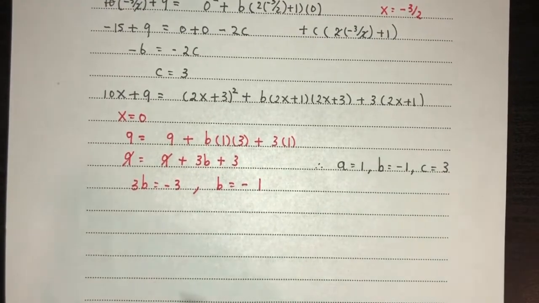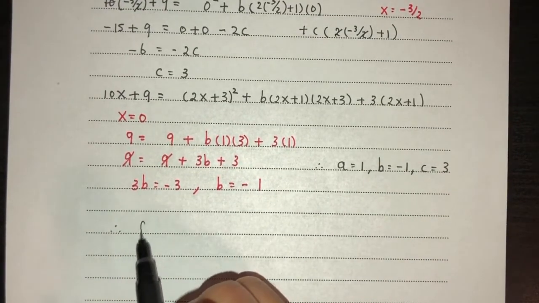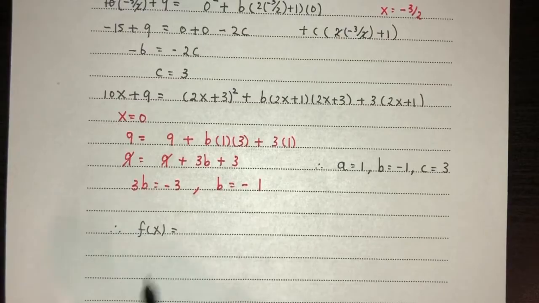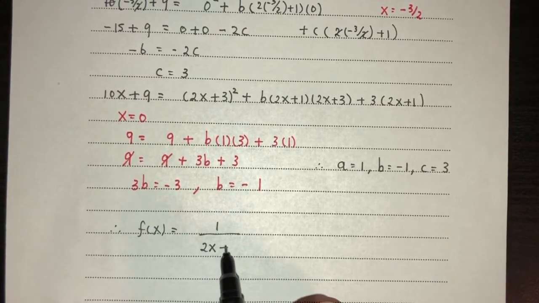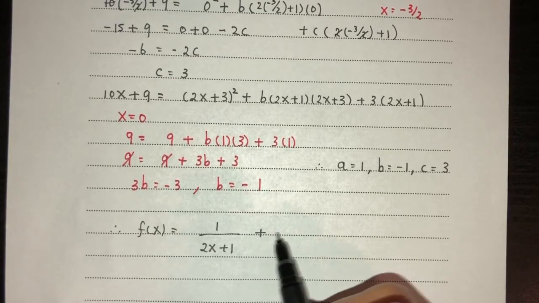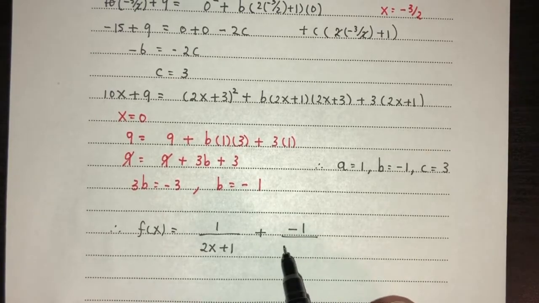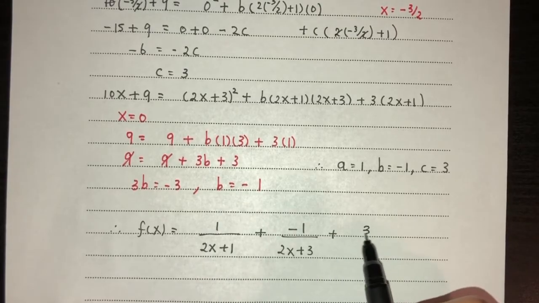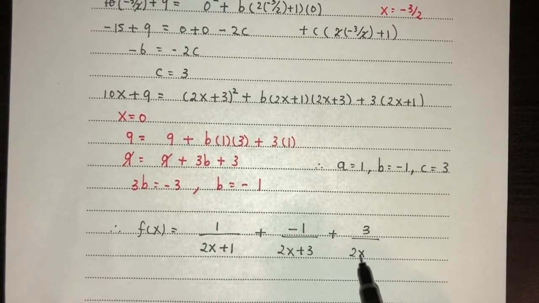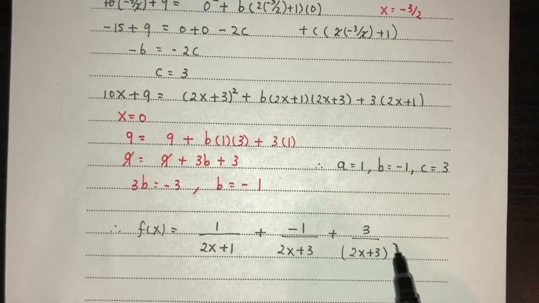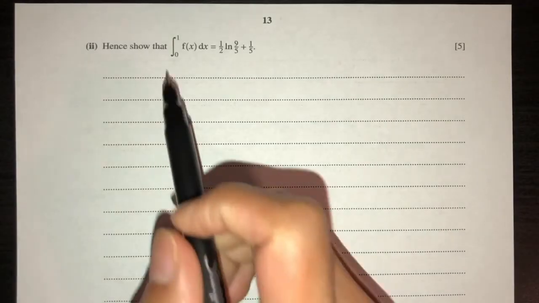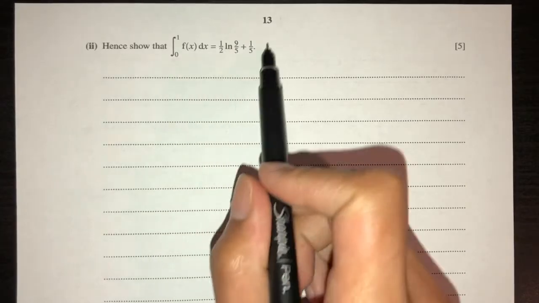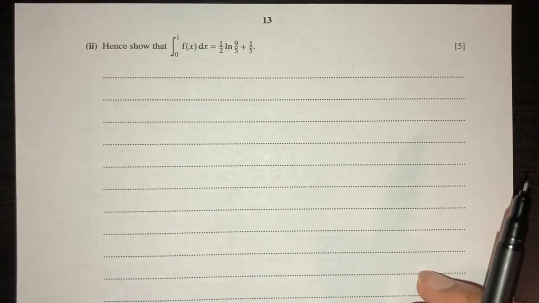So basically, your f of x in terms of partial fraction is equal to a is 1 over 2x plus 1, plus minus 1, which is b, over 2x plus 3, and finally c will be 3 over 2x plus 3 squared. So now for part b of this question, we have to show that integration of f of x equal to this value. Okay, this is the exact value. We have to show that.